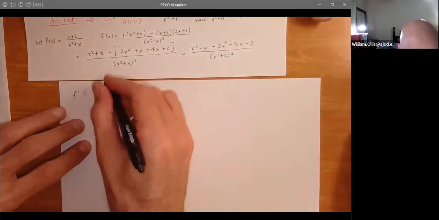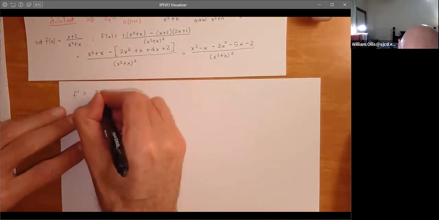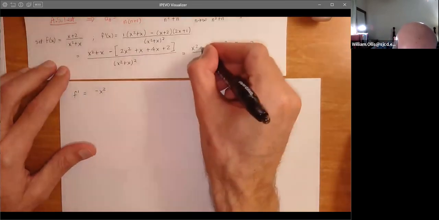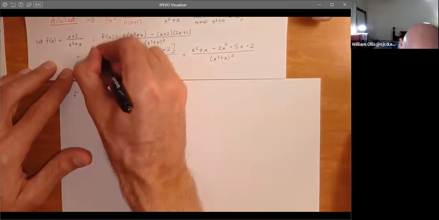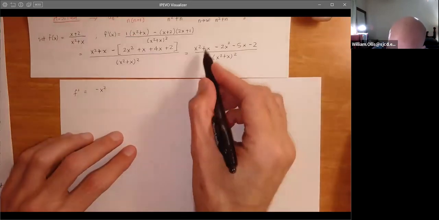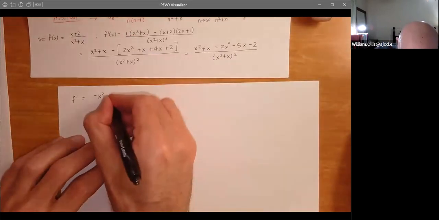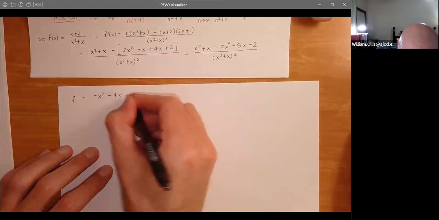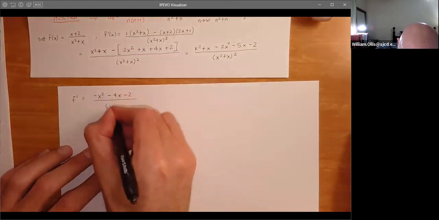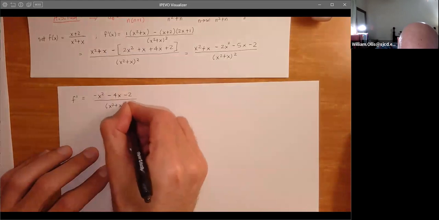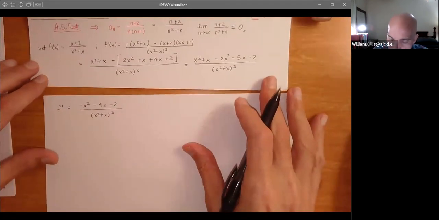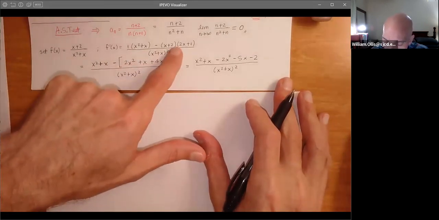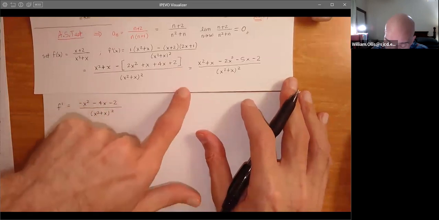We need that. We get a negative x squared. And let's see, what else do we have? Yeah, that's a plus there. Good old typos for Monday morning. So we have an x minus a 5x, so that's a negative 4x. And then we have a minus 2. So this gives us x squared plus x quantity squared. So again, this is just basic calculus one, where we're using the quotient rule. And we take the derivative of the denominator in this particular case.